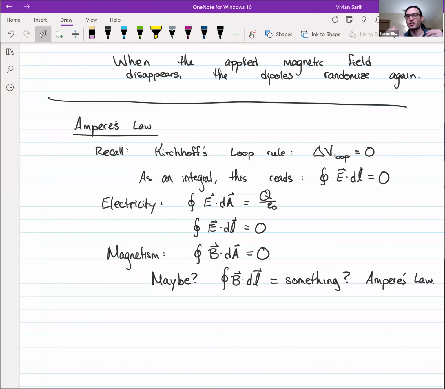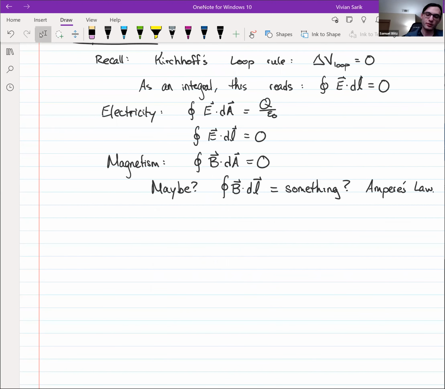That's why you expect there to be something like this: the line integral for one is 0, the line integral for the other isn't. The surface integral for one is 0, the surface integral for the other isn't. There's this kind of duality. So let's think, what could that integral actually be equal to? For the electrical Gauss's law, it was the enclosed charge, right? So the equivalent here would be some sort of current.